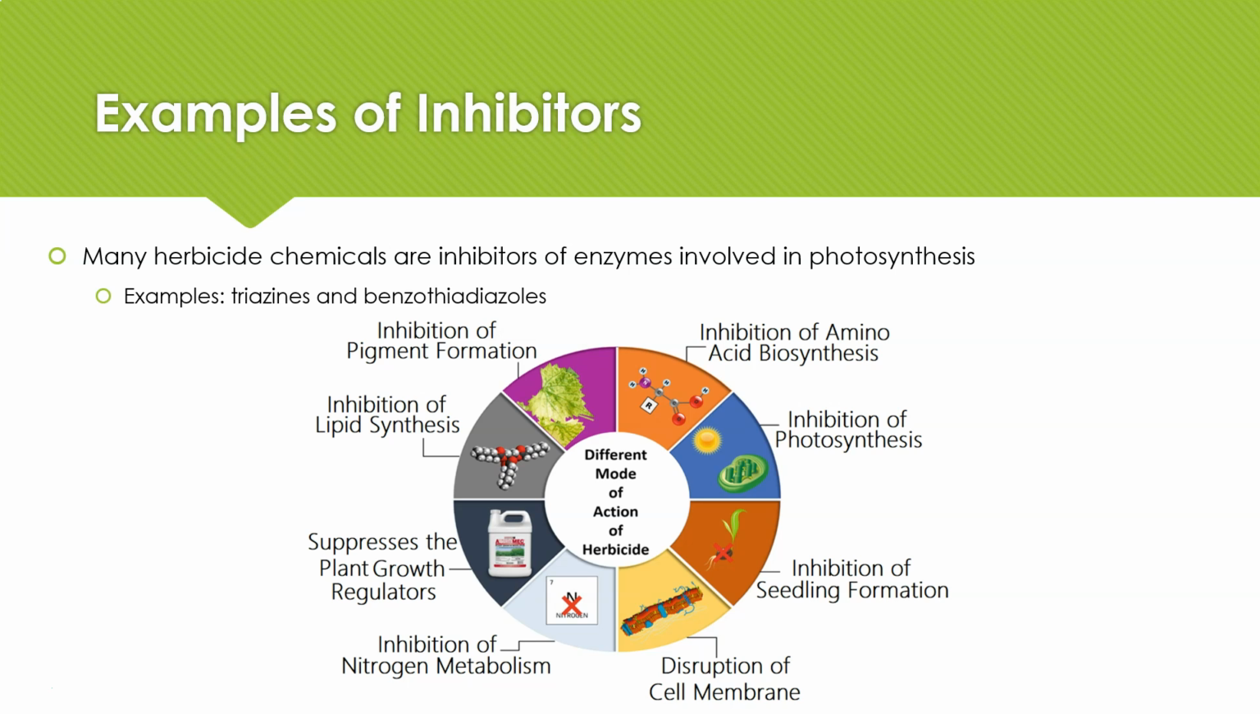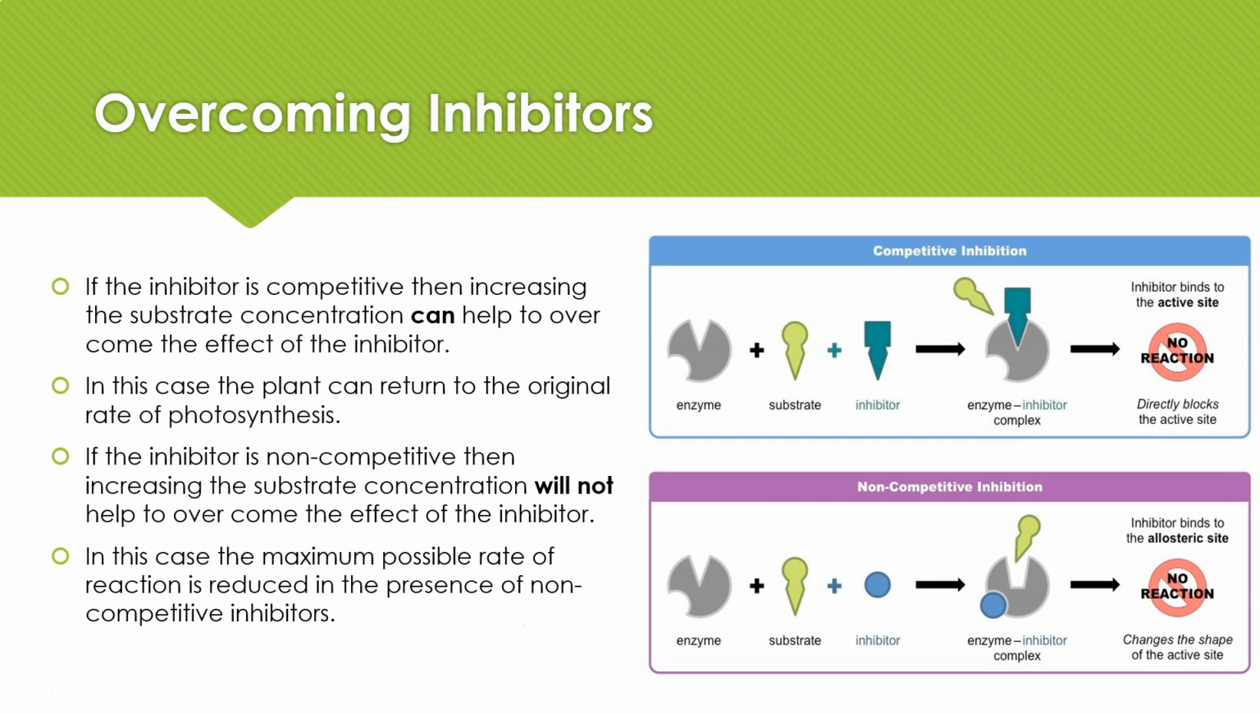What can you do if inhibitors interacting with the plant are reducing the rate of photosynthesis? Well, it depends on the type of inhibitor. If it's a competitive inhibitor, you might actually be able to overcome what it's doing. If it's non-competitive, then you're kind of stuck and you can't really do anything about it.